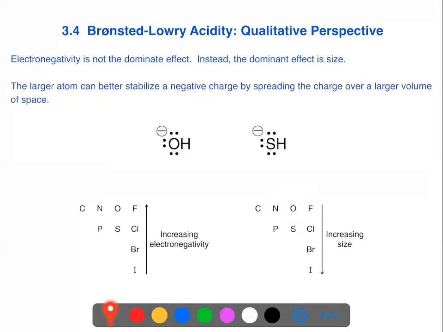Well, with sulfur being larger in size, it has more space, if you will, to spread that charge over that atomic region. So there's a larger volume of space to spread that additional electron around a sulfur atom than there is around the oxygen atom. So due to this effect of size, the hydrosulfide ion will be the more stable conjugate base relative to the hydroxide ion. So if the hydrosulfide ion is more stable, that would imply that H2S is a stronger acid than H2O.